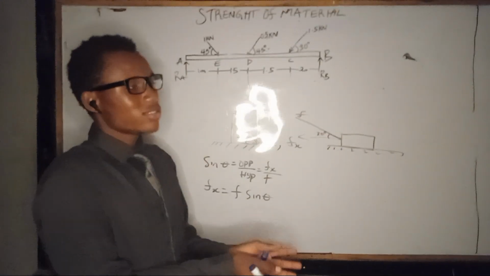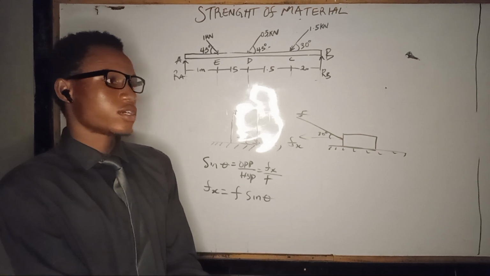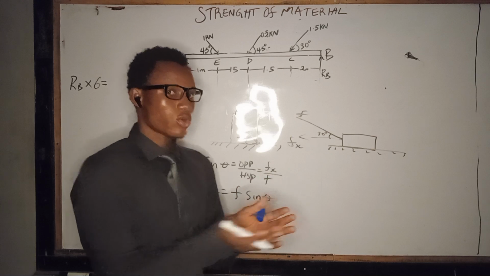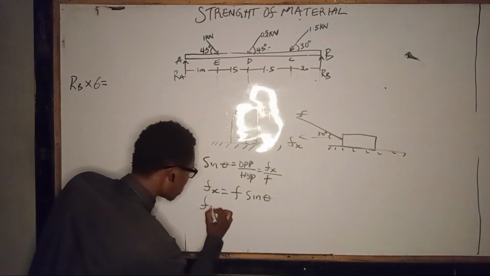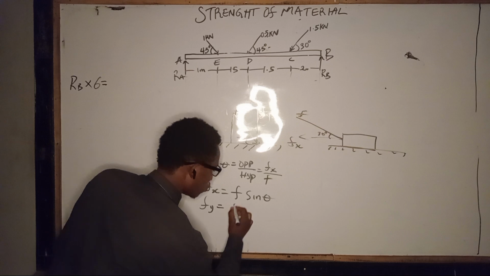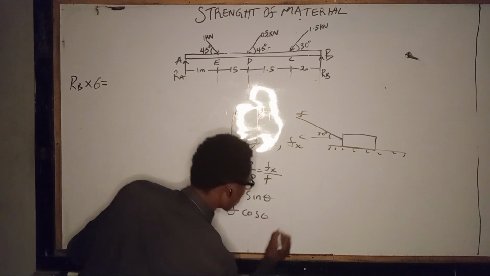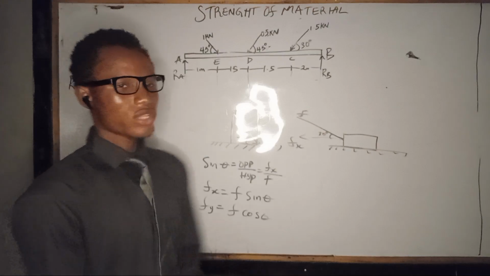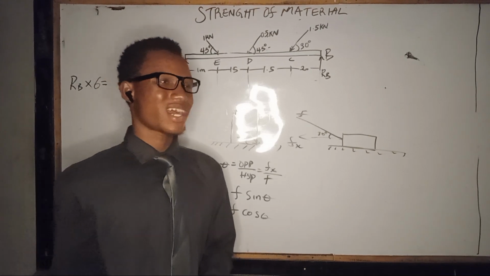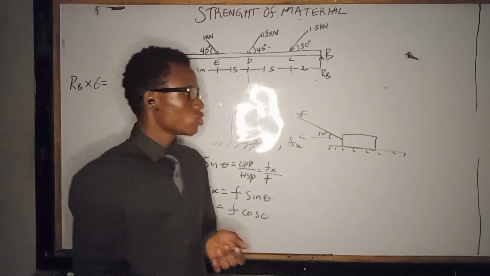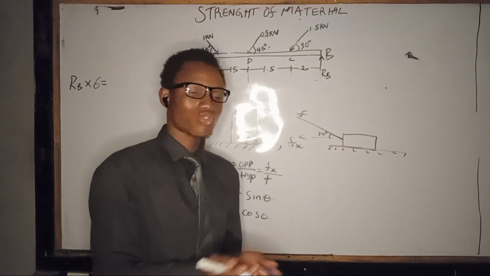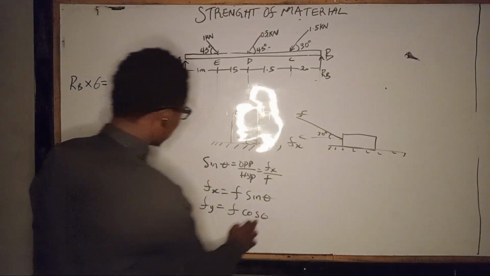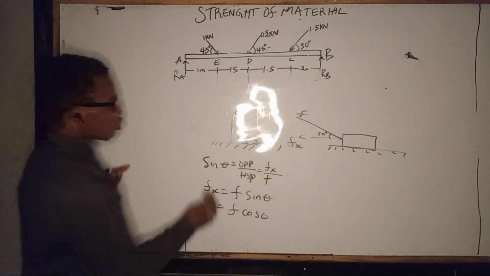If we ever need the horizontal component, which we use for other diagrams, the horizontal component is equal to F cos theta. But we are not going to need it in shearing force and bending moment diagrams unless we are asked to draw the thrust diagram, that is the horizontal component diagram. In this, we only need the vertical component.